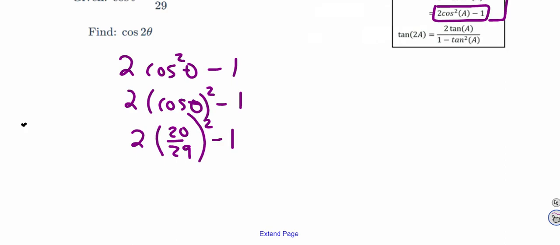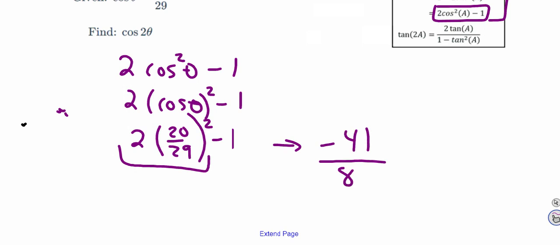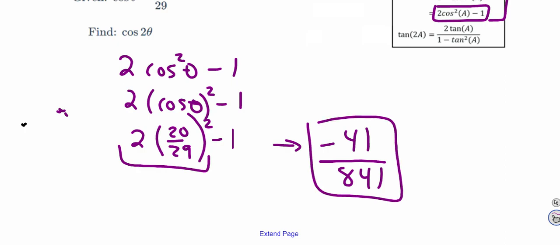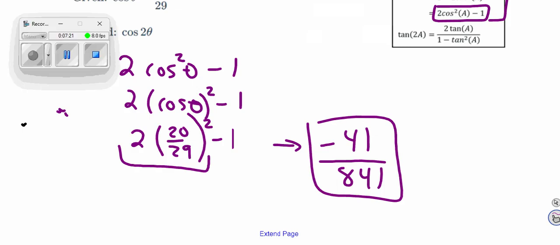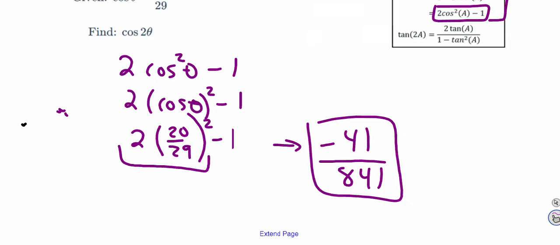I'm good. And so if we do this part separately and then we subtract the 1, we end up with negative 41 over 841. And that can't simplify at all. Neither one of them is divisible by 5 or 10 or 3, none of that goes. And so we're going to leave it like that, put it in Delta Math, and we are good to go. Okay, I'm just going to check. Okay, we're good. Let's go.